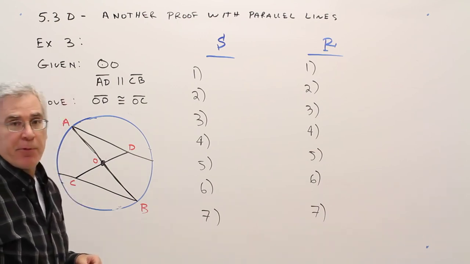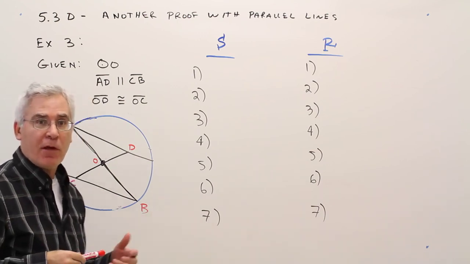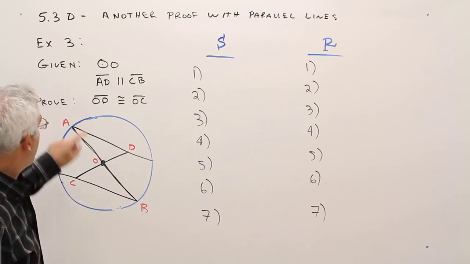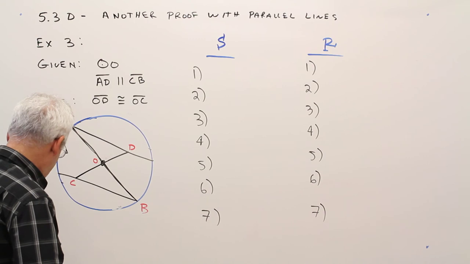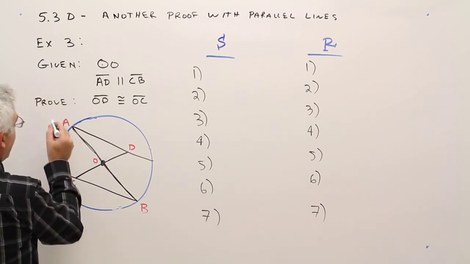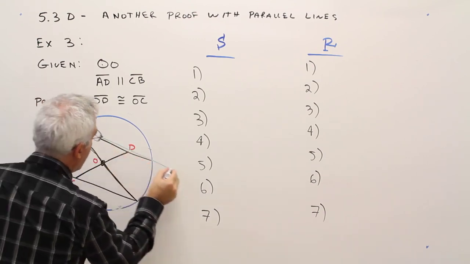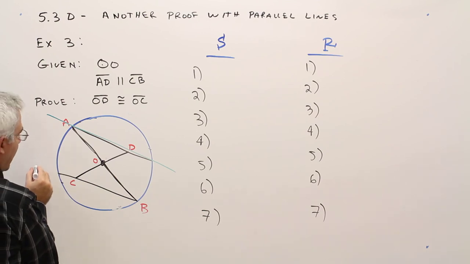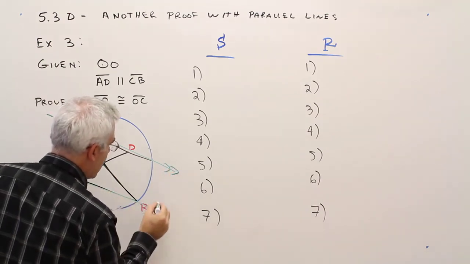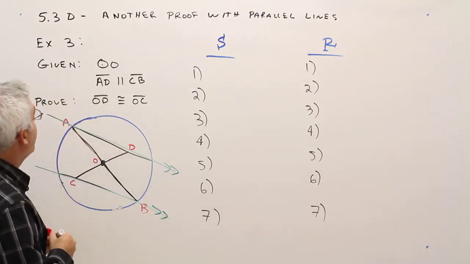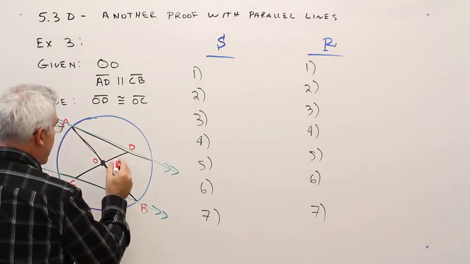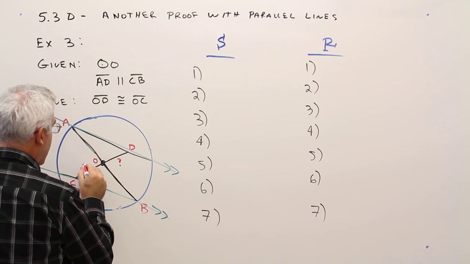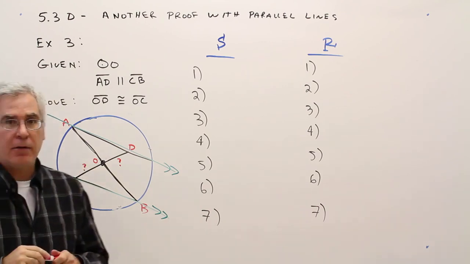So here's example 3. I'll mark up the diagram as I give you the given. We're given circle O with AD parallel to CB. Again, I like to extend those parallels. AD parallel to CB. Prove that OD is congruent to OC. So prove that that is congruent to that.